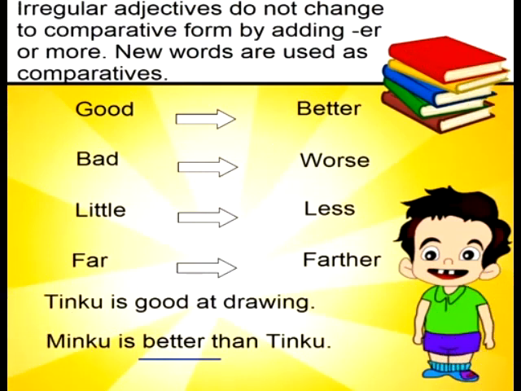Now, irregular adjectives do not change to comparative form by adding er or more. So what happens? A new word is used. For good, it's better. Bad, worse. Little, less. And far, farther.